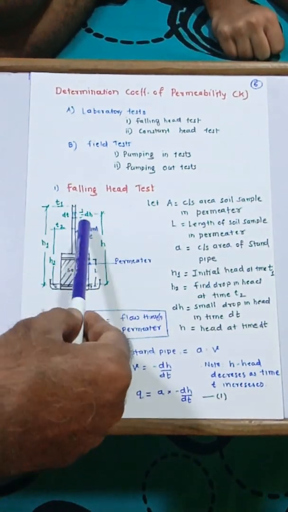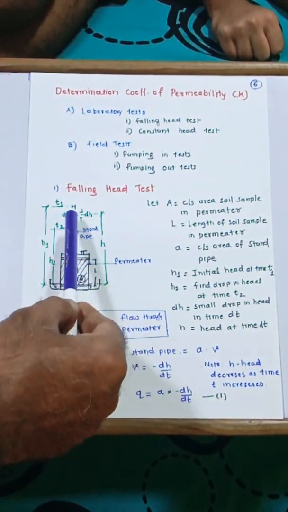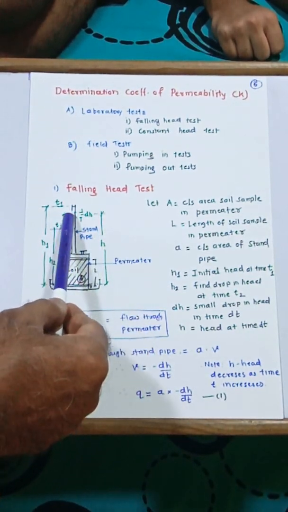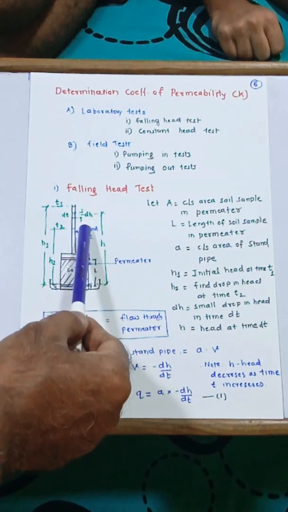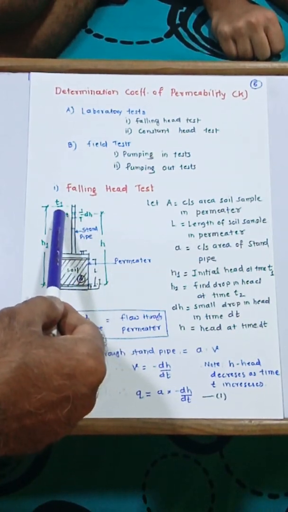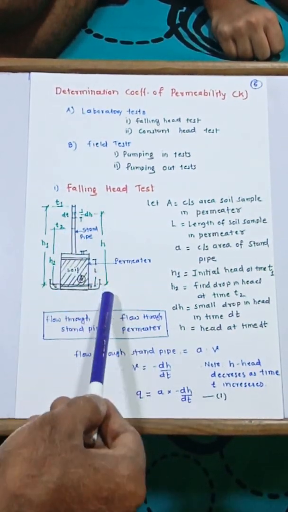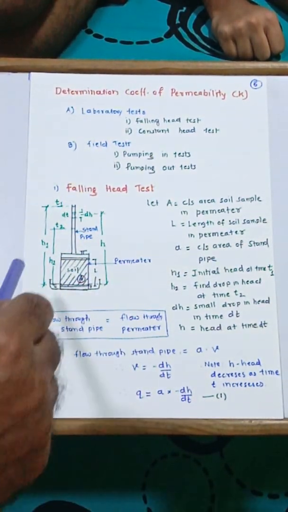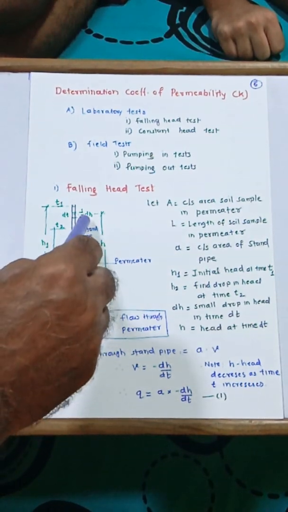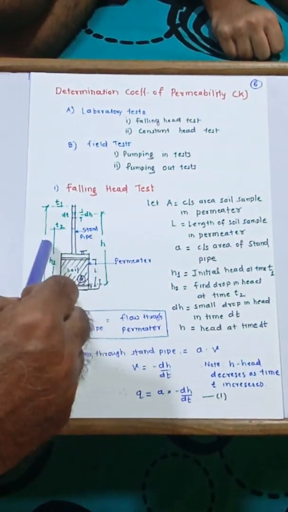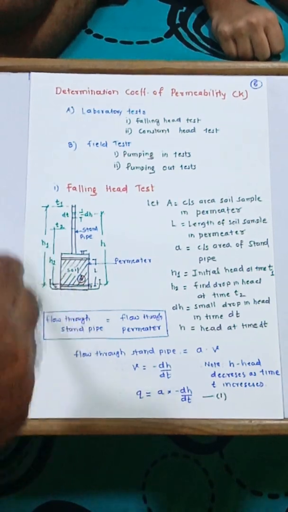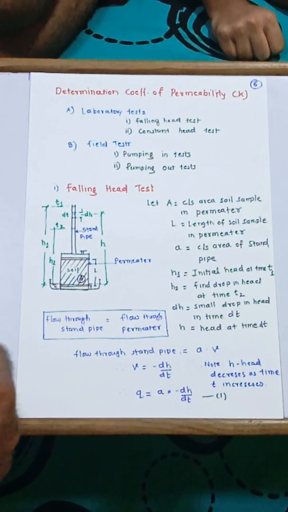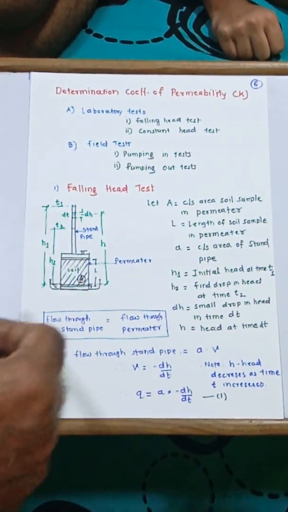Now let us consider a small head drop dh which takes place in a small time dt. At that time, the total head is h. This is for one moment we consider. You'll find that h decreases from h1 to h2, but time increases from t1 to t2. So they are inversely proportional.